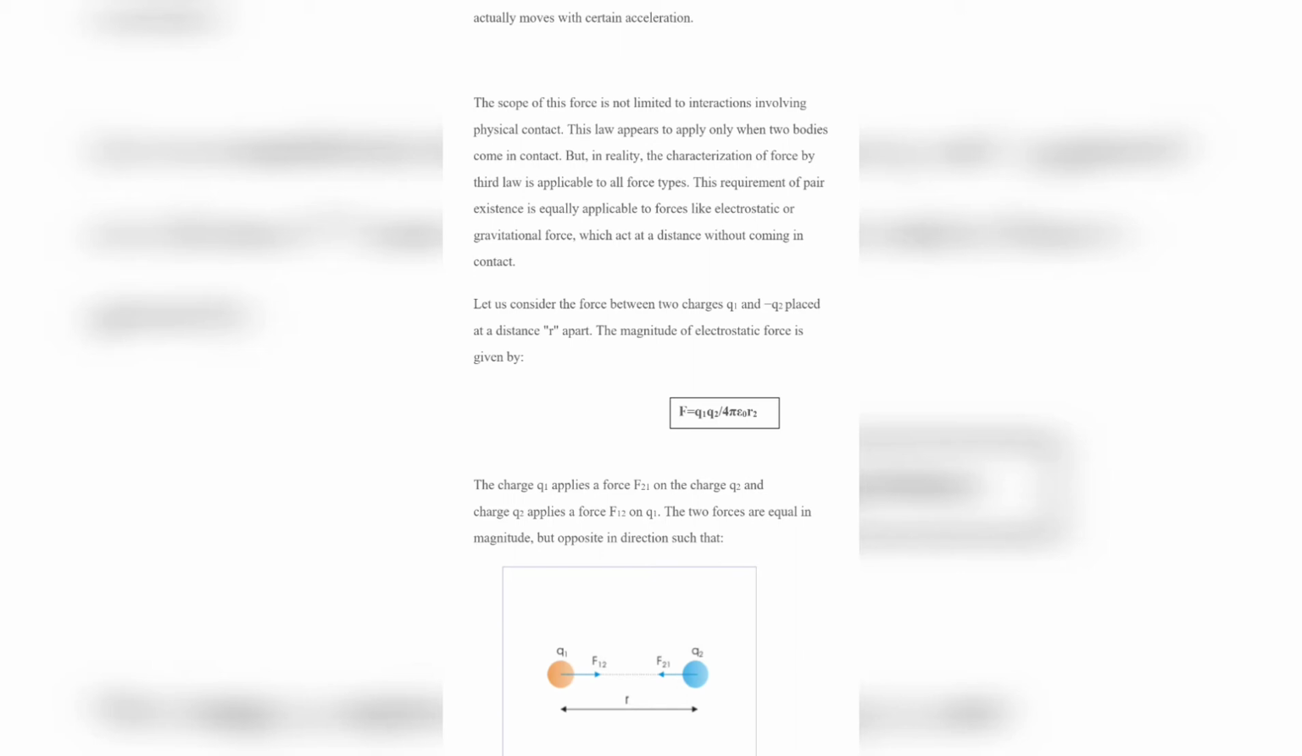Let us consider the force between two charges Q1 and minus Q2 placed at a distance r apart. The magnitude of this electrostatic force is given by F equal to Q1 Q2 divided by 4 pi epsilon naught r squared.